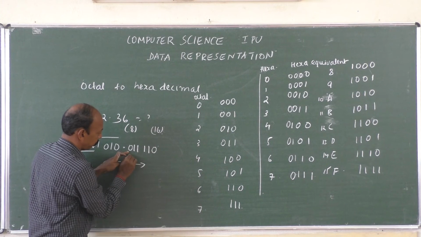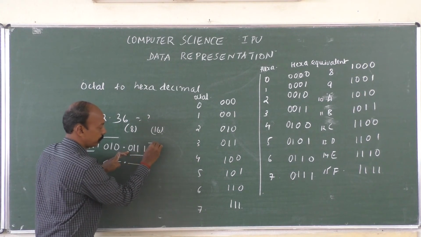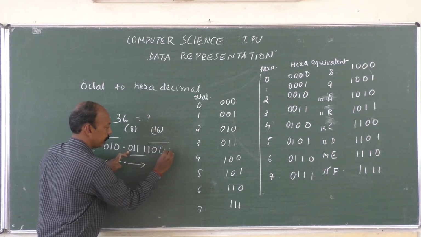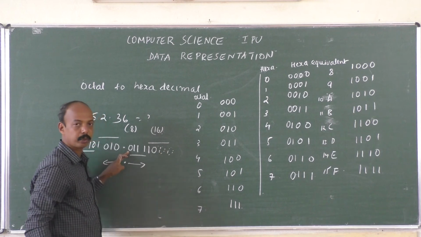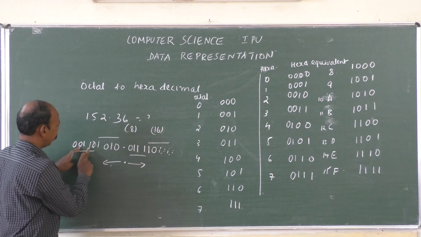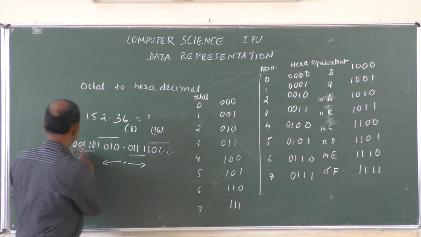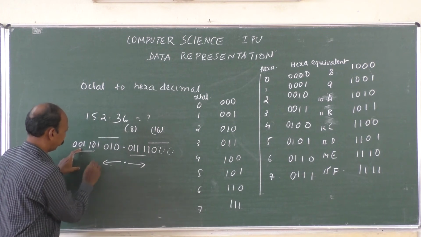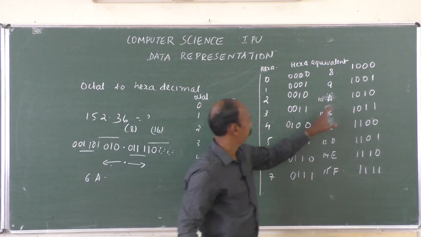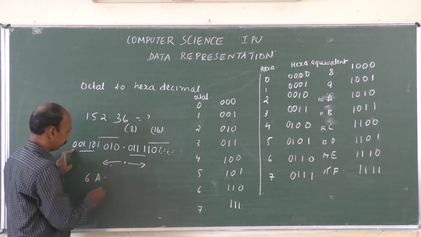This is 0, 1, 1, 1. Then comes 1, 0. 2 more zeros to the right side we have to add in order to make them into group of 4. Okay, let us see here. 0, 1, 1, 0 is 6. 1, 0, 1, 0 will be A. Anyhow, this is 0. You can just leave it.